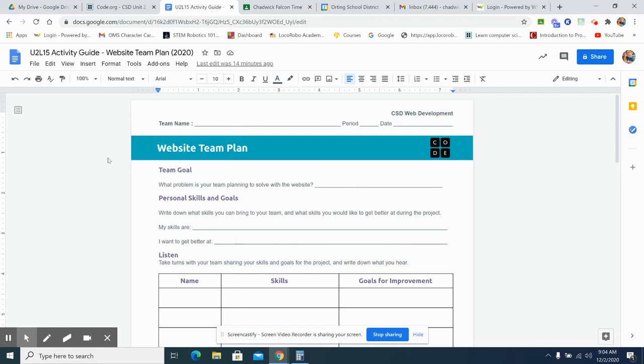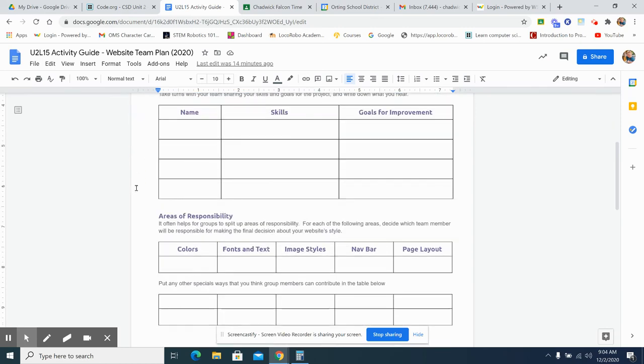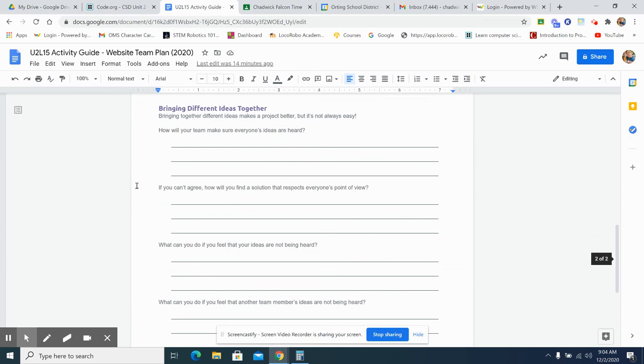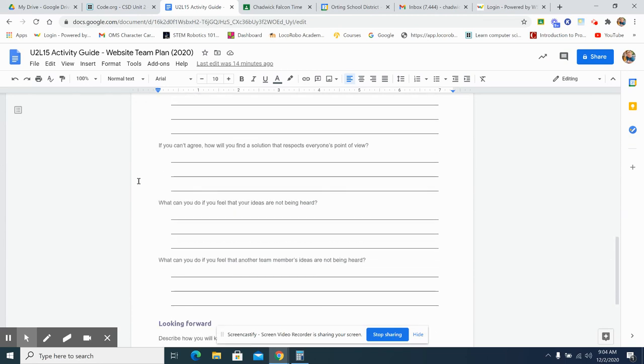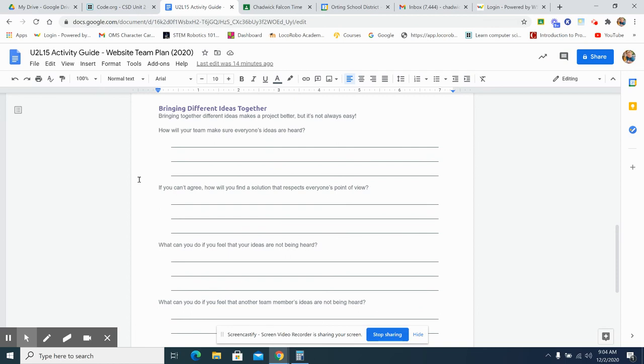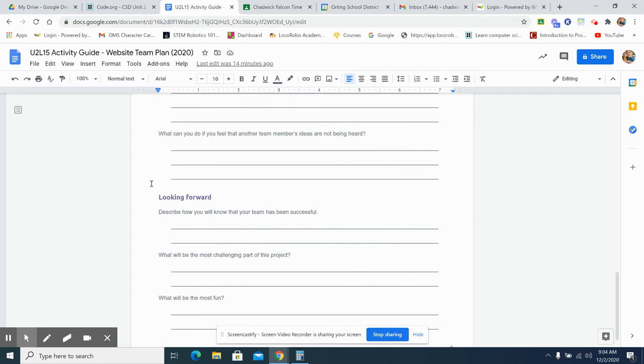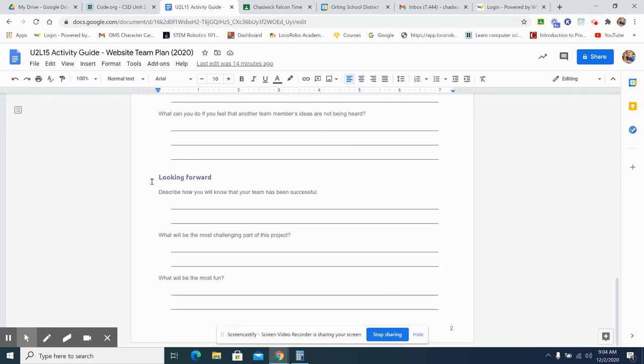Enjoy this. And as you make this website, really think about how you can work together, who will be responsible for different parts, how you can feel heard, how you can have everyone's ideas heard, how you can find a solution that respects everyone's point of view, and what you can do if another team member from another team is feeling sad, like if it's your friend.